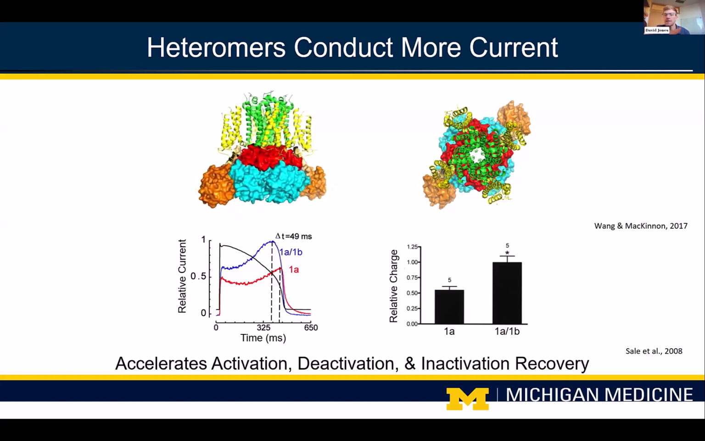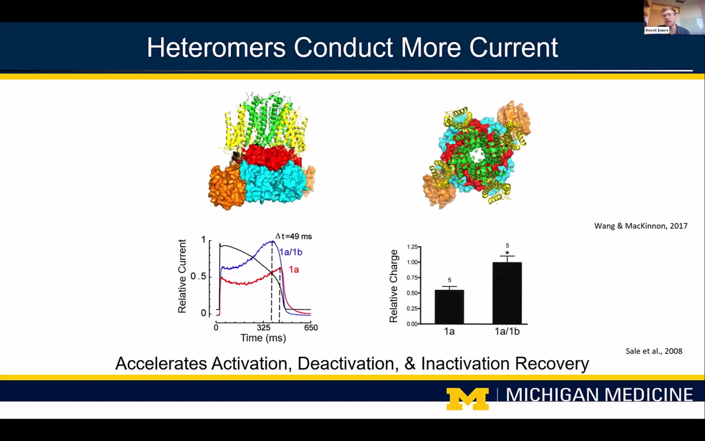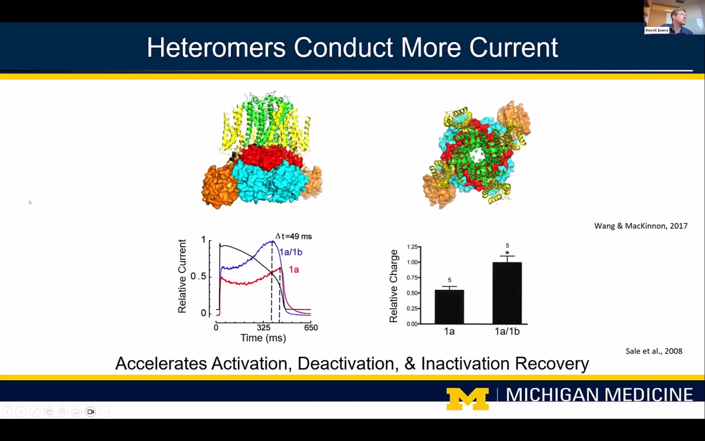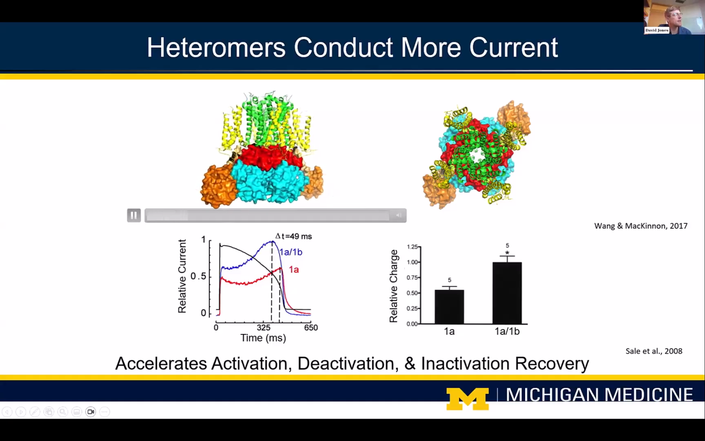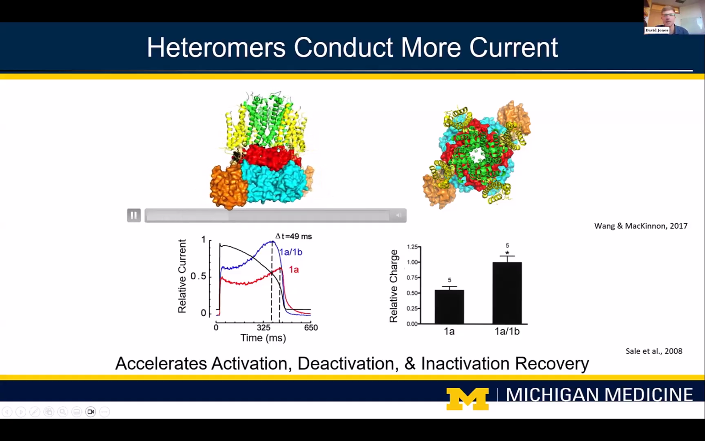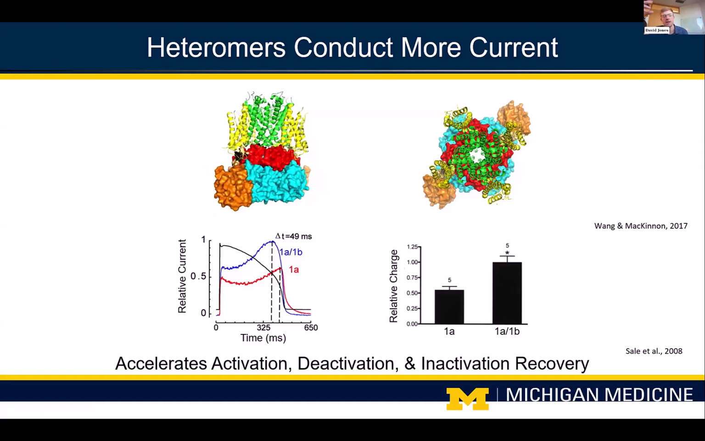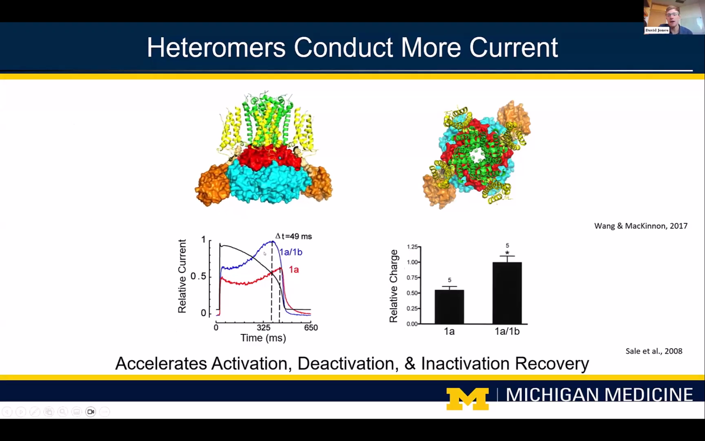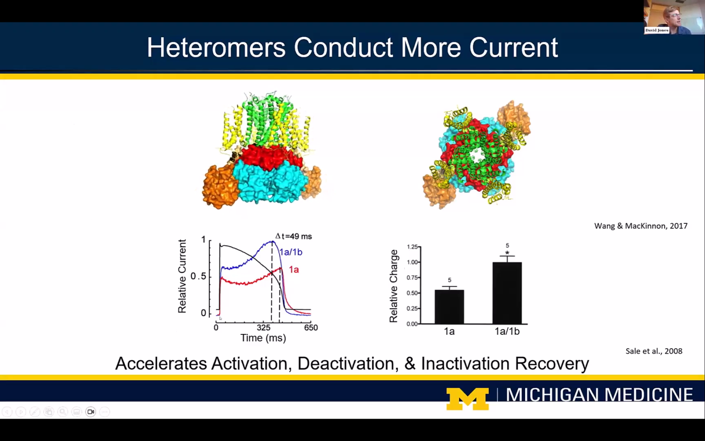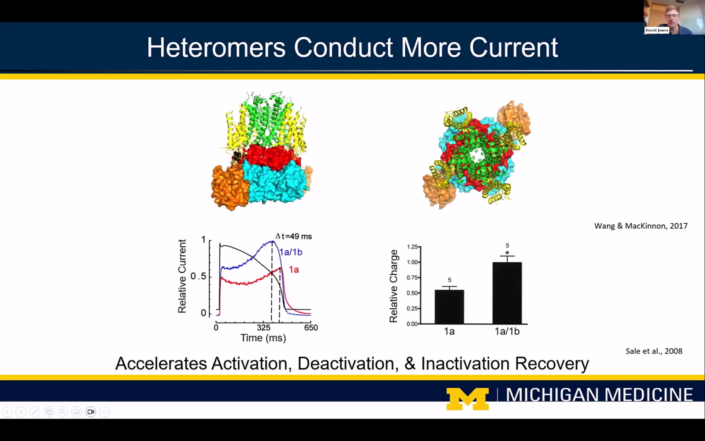We think that it's dependent on the physiological state and the developmental state of the tissue that the channel resides in. In any case, the absence of this PAS domain in the heteromeric channels causes a twofold acceleration of the time course of activation, deactivation, and recovery from inactivation. And that leads to about a twofold increase in the amount of current that is conducted during a ventricular action potential waveform.